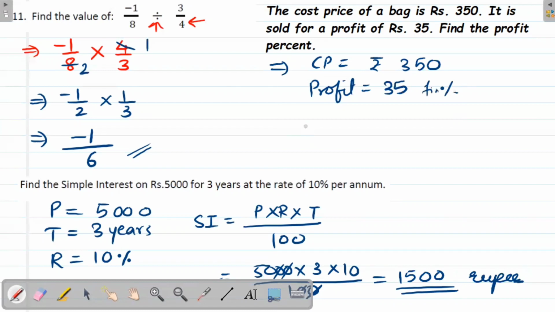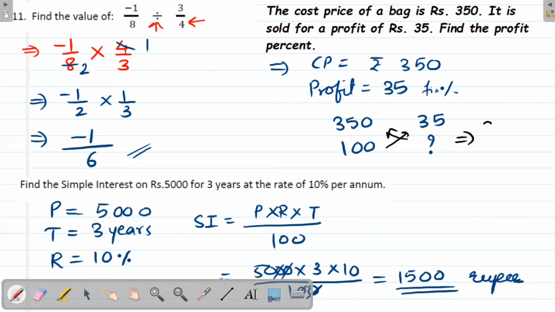Okay, find the profit percentage. Now we have a formula. Profit is always calculated on the CP, right? So on 350 rupees, I have 35 rupees profit. Then on 100, how much will it be? Like this, because percentage is always out of 100. So you can do the cross multiplication.